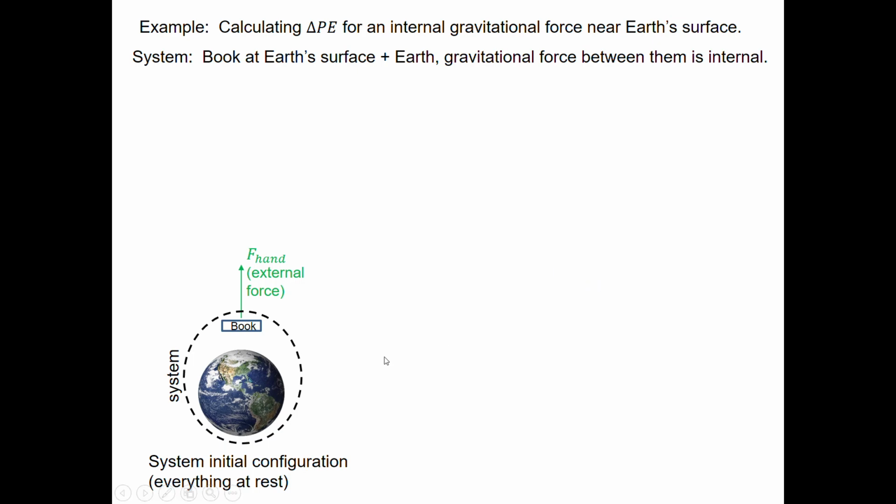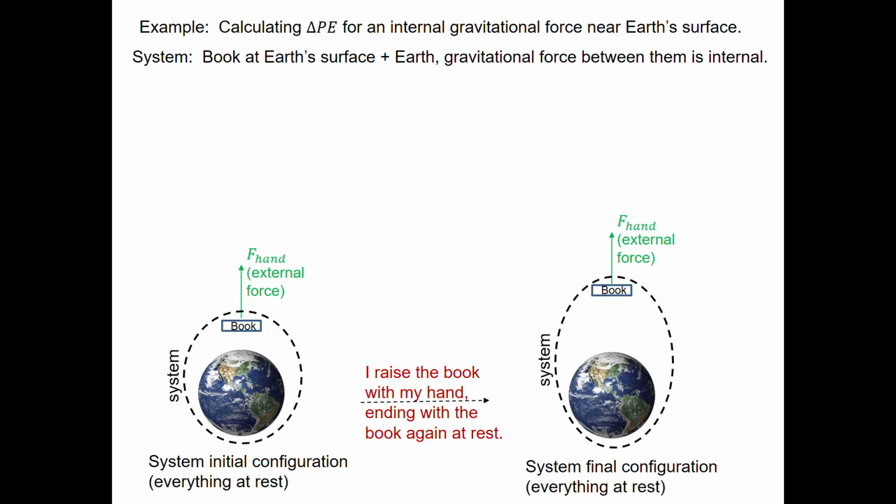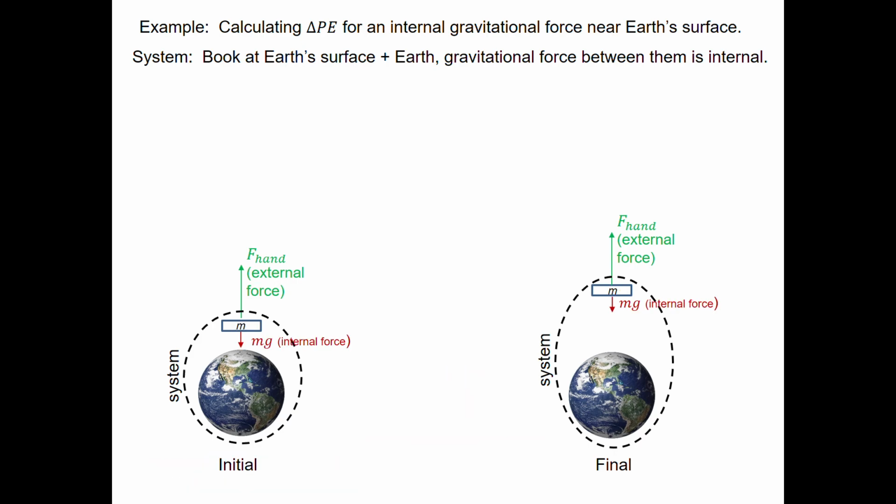Here's the case where our system consists of the book and the earth, with the gravitational force between them being considered to be an internal force. And we want to calculate the change in the potential energy as we go from that initial to the final configuration where I'm raising the book up with my hand. Okay? Let's put the internal forces, show them in here. So here's one internal force, the weight force on the book. It's the gravitational force on the book. I'll just label it as mg if the book has mass m.